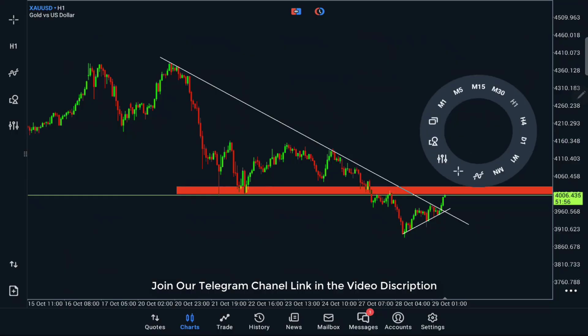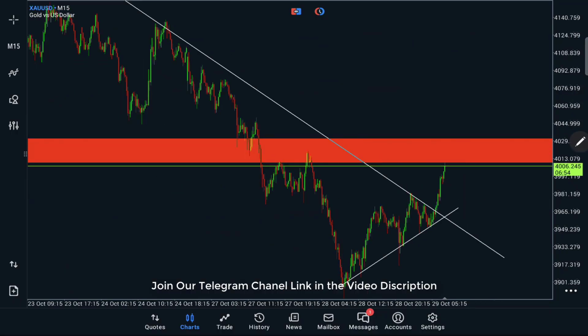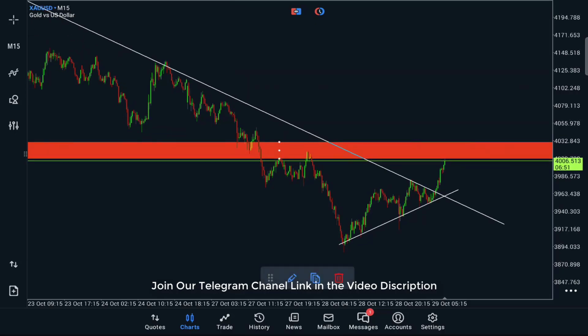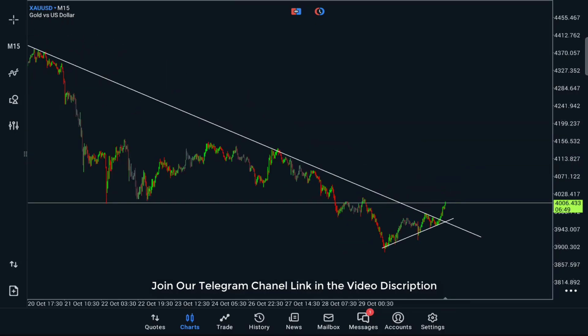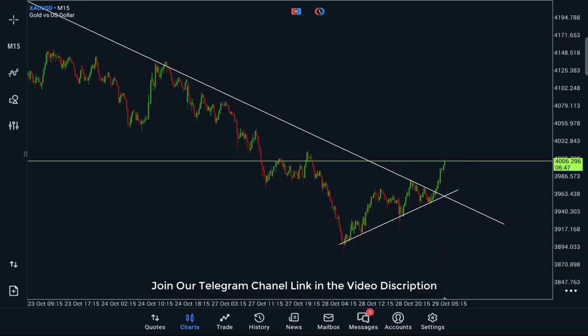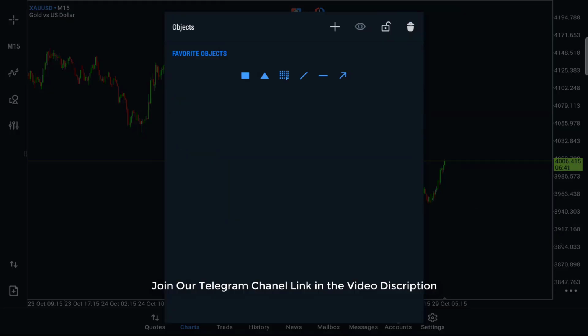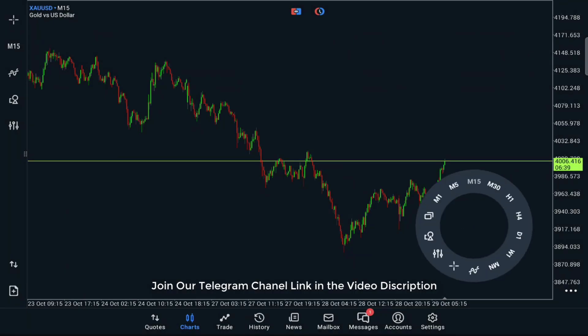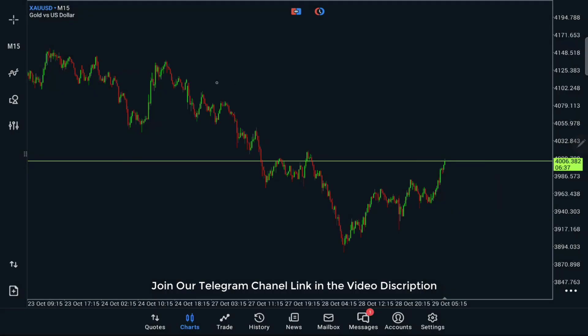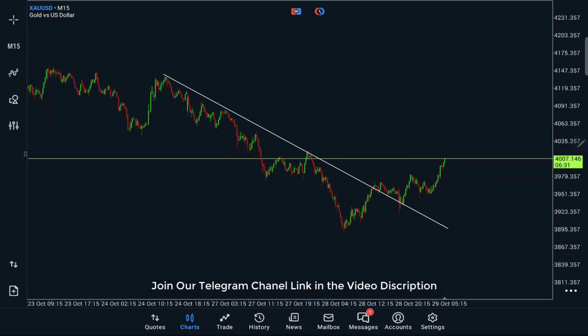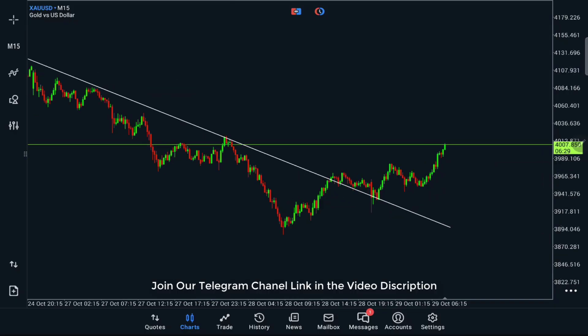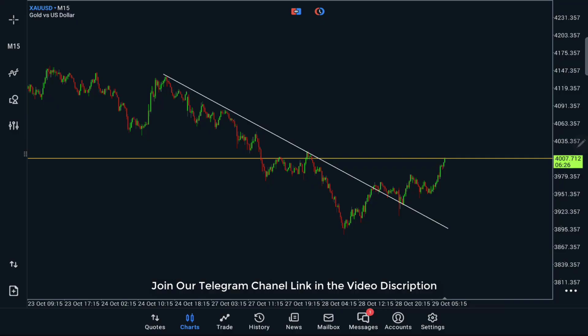Okay, so let's find our scalping entry on the M15 time frame. As you can see there, let me remove the resistance area, and let me remove all of the previous drawings to make a clearer chart. Okay, as you can see there is also a breakout on the 15-minute time frame chart. Okay, this is the current scenario.